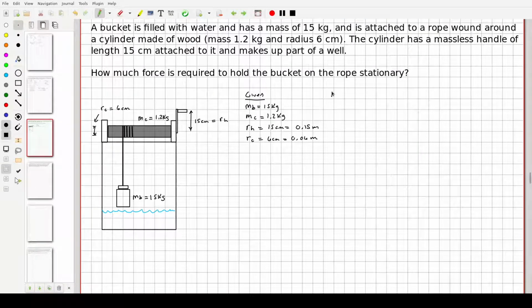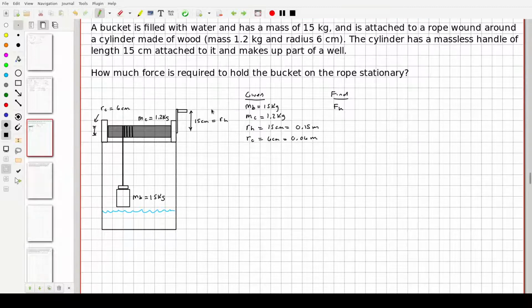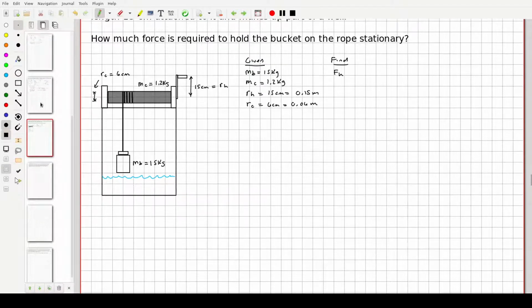So we're trying to find the force that we're going to apply on the handle. And I'm going to assume that the force being applied here is applied straight across and not at some weird angle, so the angle between R and F should be 90 degrees. So I guess you could say, what is the least amount of force required to keep the bucket and the rope stationary?